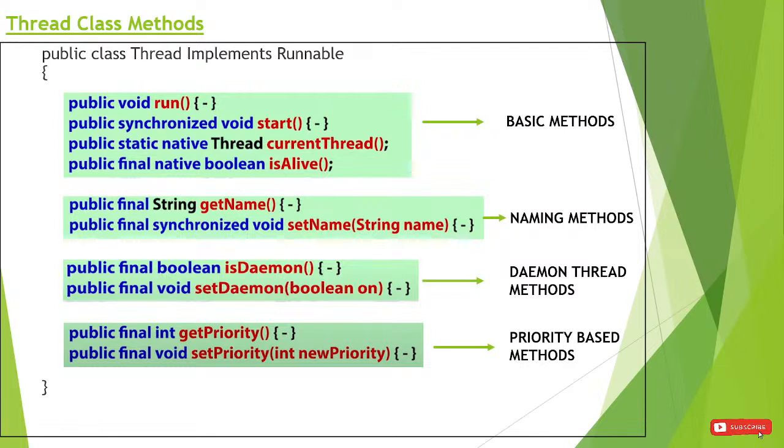After that, this is a static method also, so we can call it directly with the help of the class name. In which class is it present? That is the Thread class. So we can call it directly with the help of the Thread class.